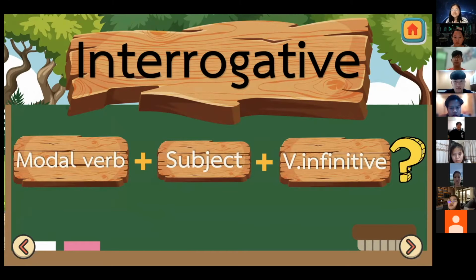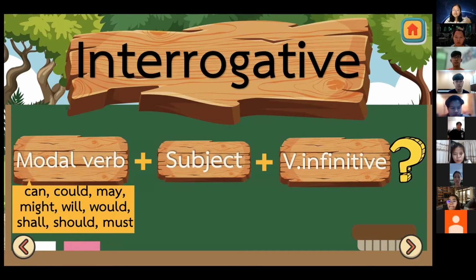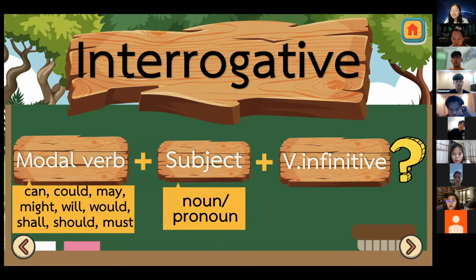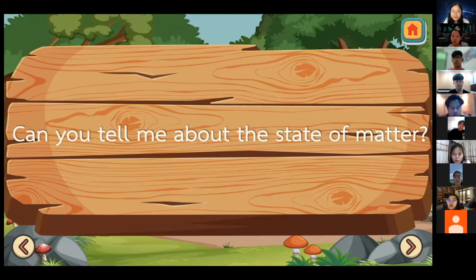Interrogative must have a question mark. Modal verbs include can, could, may, might, will, would, shall, should, and must. And the subject is a noun or pronoun. Okay, let's move to the example.